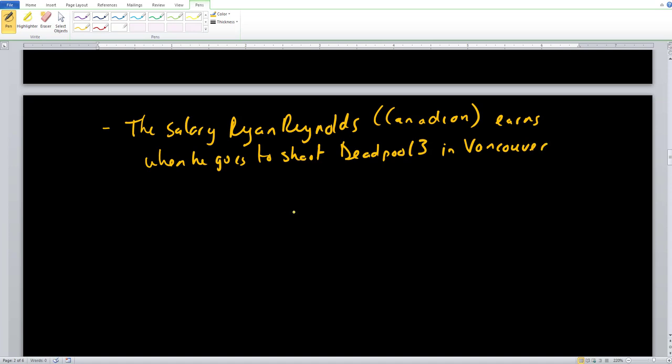So here, anytime I get a chance to talk about Ryan Reynolds, I will. So here, the salary that Ryan Reynolds, who is a Canadian citizen, earns when he goes to shoot Deadpool 3. In terms of Canada, where is this going to fall? Number one, it's going to fall within Canadian GDP because it's shot in Vancouver. It's within Canada's border, so therefore it's GDP. But it's also going to fall within GNP as well because we're talking about Ryan Reynolds, who is a Canadian citizen. So here it falls under both Canadian GDP and GNP.